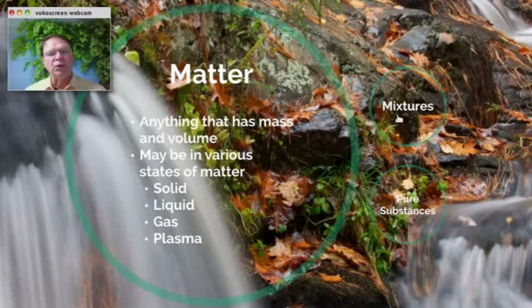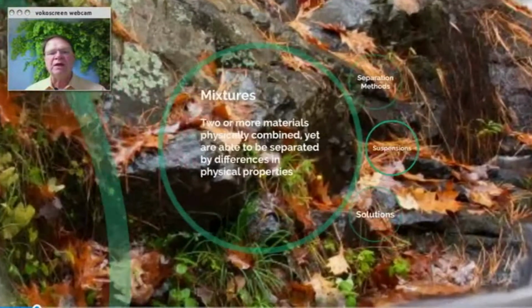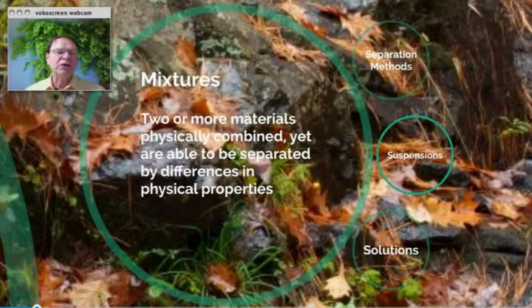But when you look at the different kinds of matter that are in the world, they basically fall into these two categories. If you're walking about the woods, you're going to see things are just not set in jars out in the world. They're all mixed together, and it makes you think of mixtures. But there are also pure substances that we can get from those mixtures. So let's concentrate then for a moment on mixtures. And as you can see, there are two or more materials that are physically combined, and yet we can separate them by differences in their physical properties.